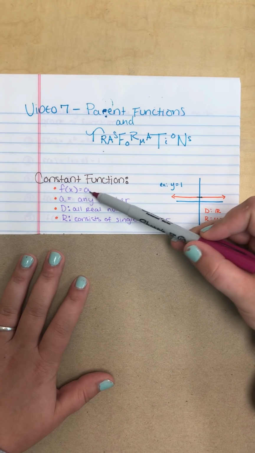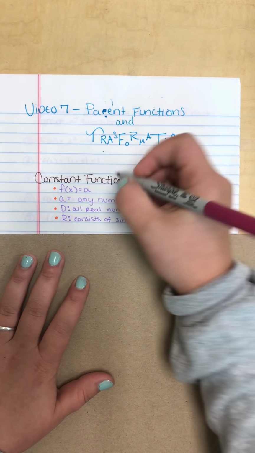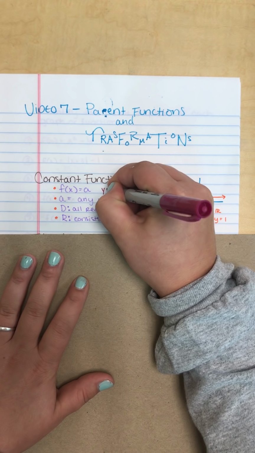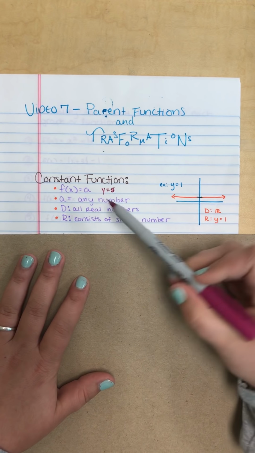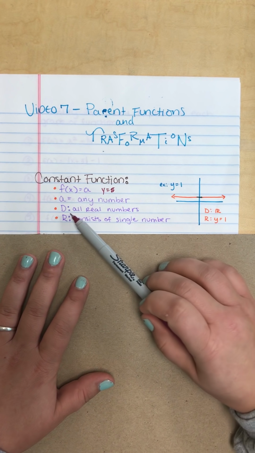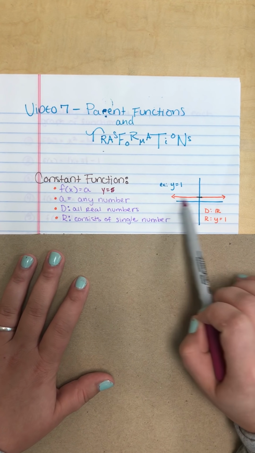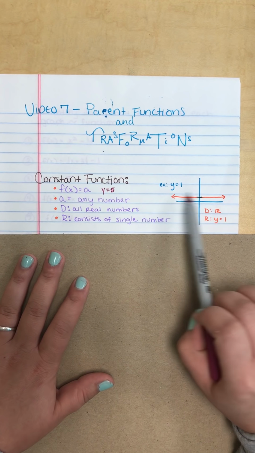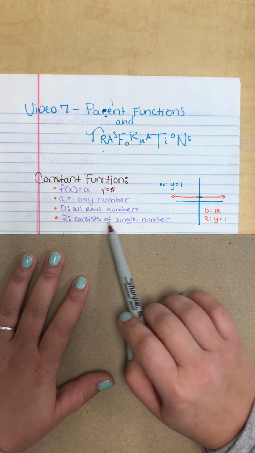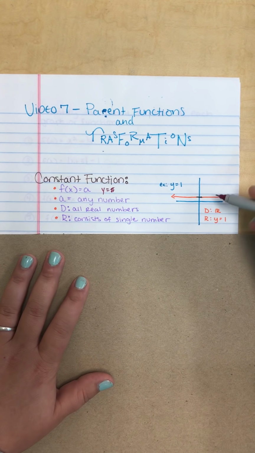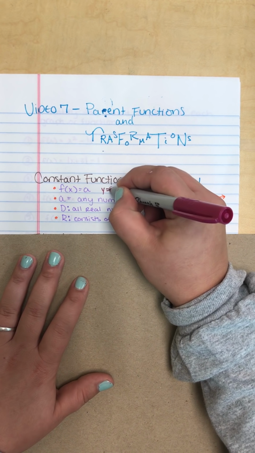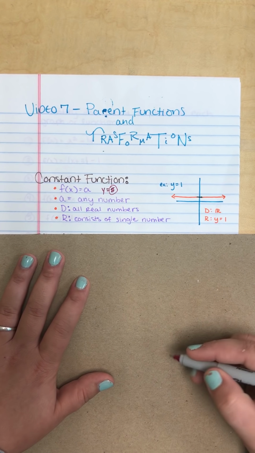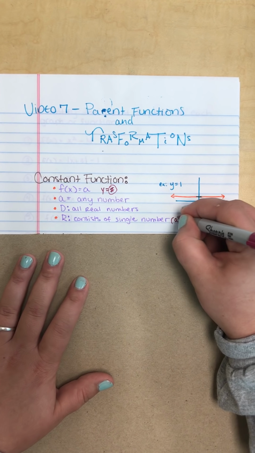A constant function is just f of x or y equals some number. Here, a is any number. Your domain is always going to be all real numbers because your x values are never going to stop going left and right. Your range is going to consist of one single number. Your range is just whatever this number is here. So I could say a here.